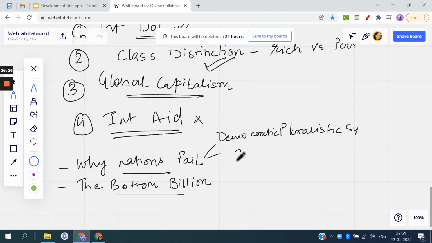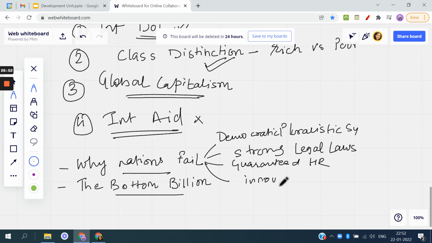Apart from this, there should be strong legal laws, and guaranteed human rights should be provided, right? Then the government should encourage people to innovate. Innovation should take place in such countries. Wherever the government feels that development should take place, it means the government is providing a proper educational system, innovation, and lots of opportunities to innovate.